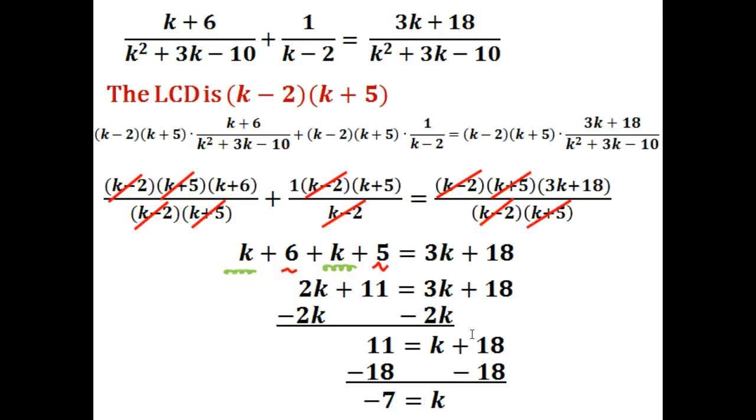I find out that k equals negative 7. But with these types of equations, you always want to plug the answer back into the original equation and make sure that it actually works. If you plug in negative 7 to this entire equation, you do find out that it works, so then we're okay. Our answer is indeed negative 7.